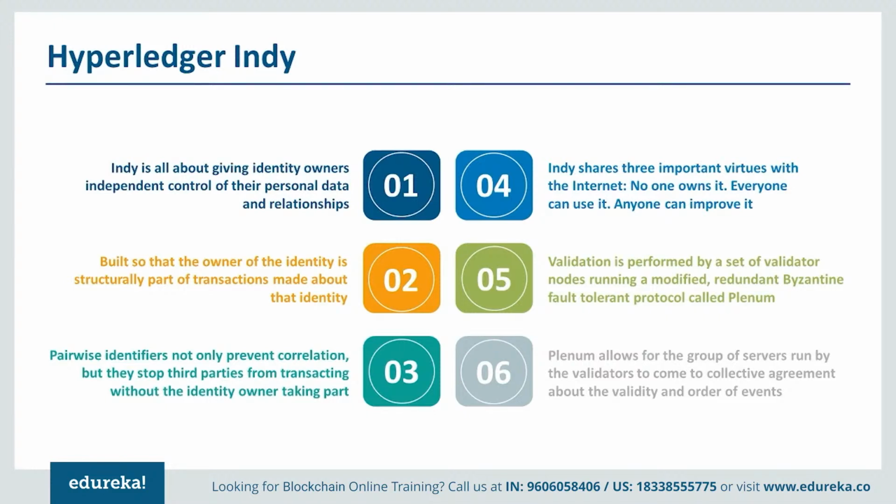Validation is performed by the set of validator nodes running a modified redundant Byzantine fault tolerant protocol called Plenum. So this is the consensus algorithm which is used in Hyperledger Indy. It is called Plenum, a variant of Byzantine fault tolerant protocol. Plenum allows the group of servers run by the validators to come to a collective agreement about the validity and order of events. So in each and every implementation, you will find some unique consensus algorithm, and that's the key distinguishing factor of any blockchain. It will have a different way of achieving consensus.